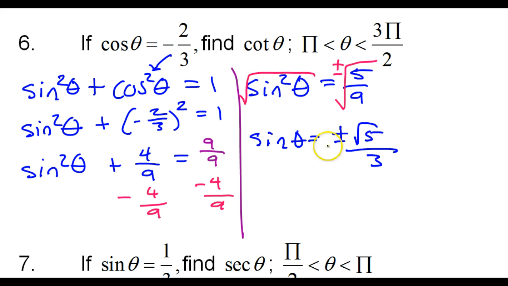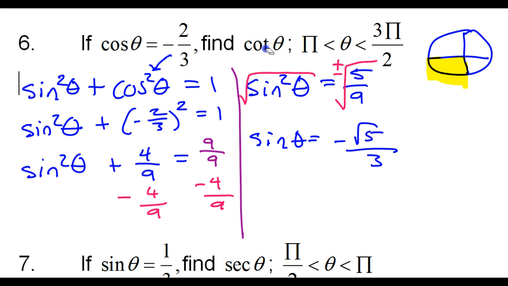Now let's decide if it's positive or negative. Well, we're talking about between pi and 3 pi over 2. So here's pi, here's 3 pi over 2. So we're talking about this quadrant. Sine is definitely negative in the third quadrant. Okay, so we have that.